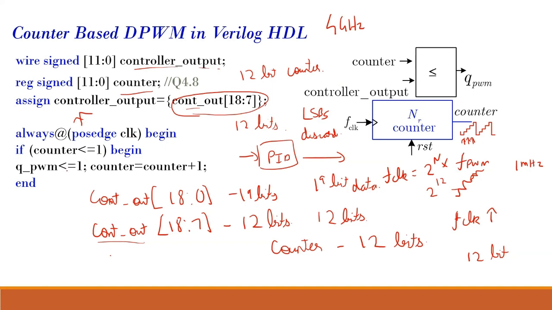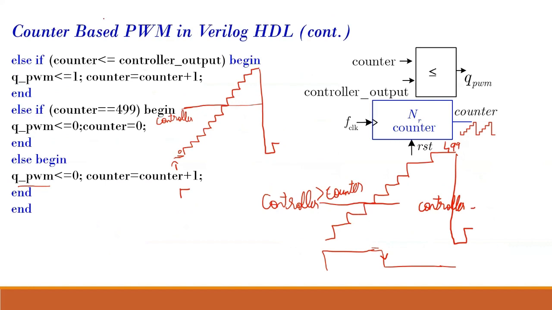If this if condition doesn't happen, then it'll go to the next condition. It goes to the else if condition. So if my counter is less than my controller output, this is my controller output, then PWM still remains 1. So at this clock, it will check. When the next clock comes, it is not less than 1.